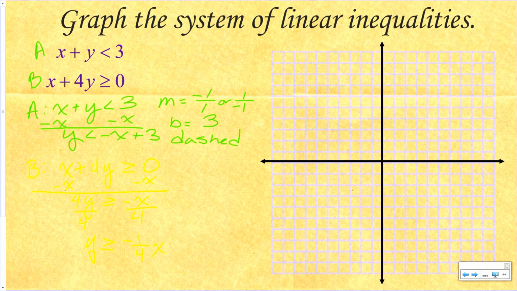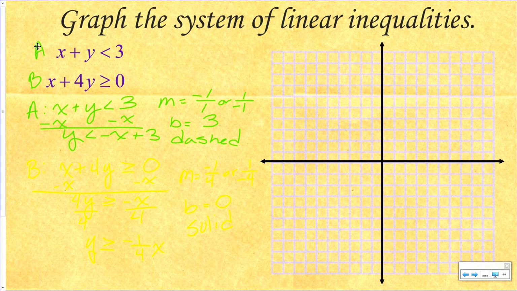And we want to do the same thing again. So what is my slope? Negative 1/4, or 1 over negative 4. And what's my y-intercept? 0. And am I solid or dashed? Solid. Great. Excellent. Okay. Then I need to graph them, right?